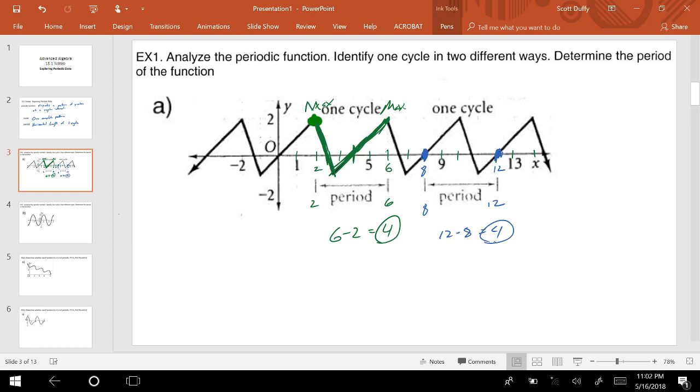No matter which period or which cycle you choose to draw out, it should have the same period. That is what makes a periodic function.